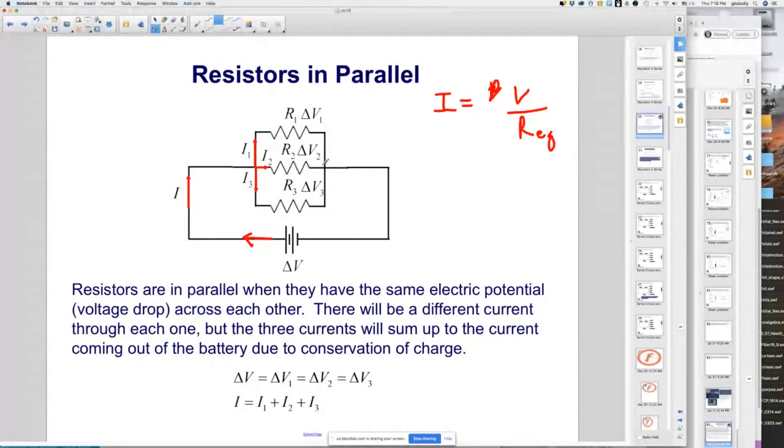Now, if they're connected in parallel like this, the voltage across each one is in fact the same, because each one is connected across the same terminals of the battery. This one's connected across the battery, this one's connected across the battery, so the voltage is the same as the voltage of the battery. Delta V, delta V, delta V, they're all equal to this. And all the currents add up: the I here equals I1 plus I2 plus I3.